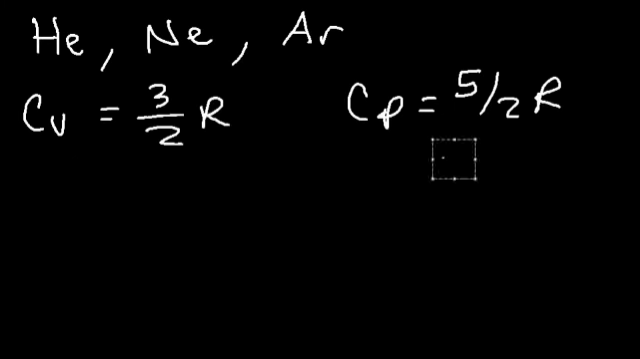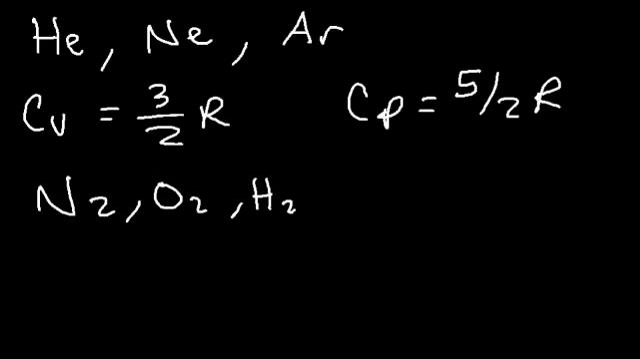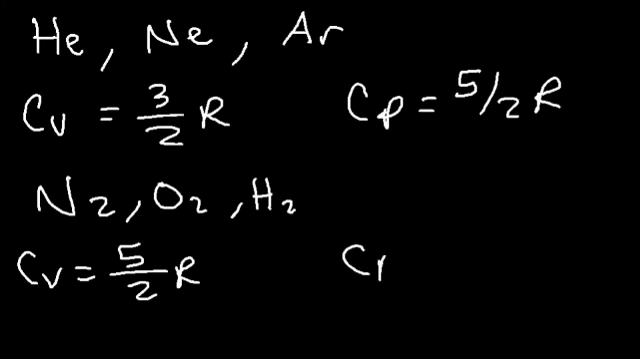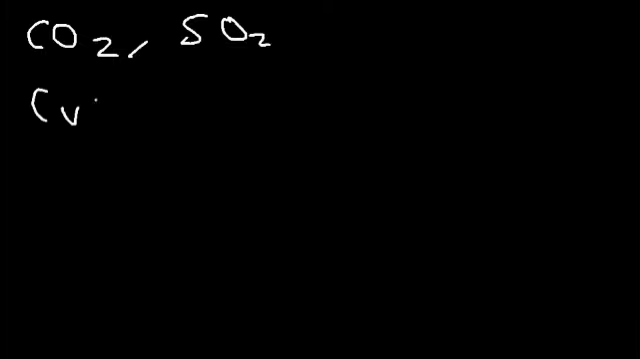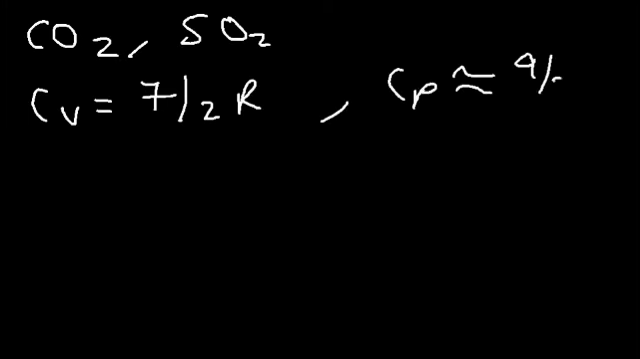But going back to gases, if we have a diatomic gas like N2 or O2 or even H2, you can approximate Cv using this equation, 5 over 2 times R. And Cp is 7 over 2 times R. And if you have a gas with 3 atoms like CO2, SO2, it's better to look up the Cp and Cv values. But if you can't look it up, the best thing you could do is estimate the answer. So Cv is going to be equal to 7 over 2 R, and Cp is approximately equal to 9 over 2 R. So this is approximately equal to. There will be some variations.